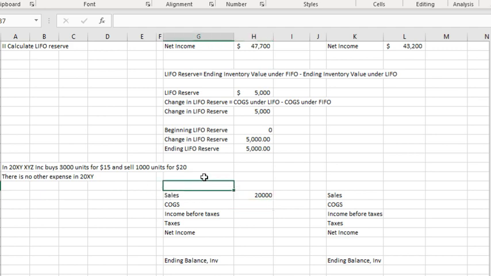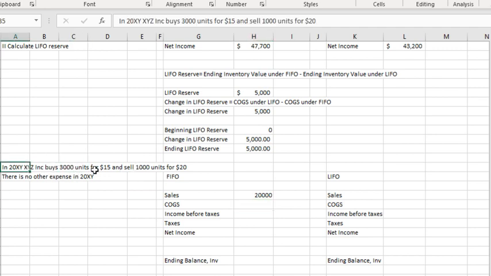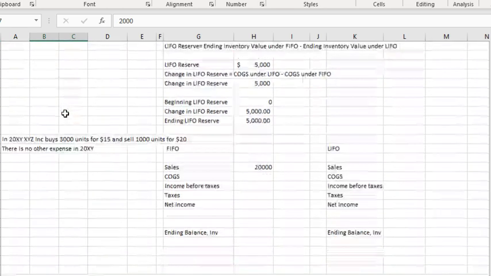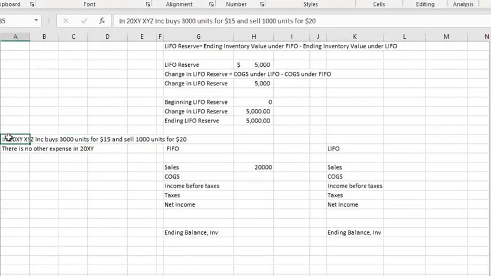Under FIFO, let's make this clear. This is the FIFO section, and this is going to be our LIFO section. Cost of goods sold is first in, first out, right? So they are selling 1,000 units. These came in last, so we don't have to worry about them. There is still some inventory left under FIFO, and that particular inventory is going to be coming from here. So we haven't used these ones. We need to use these first before we start using the 3,000 units.